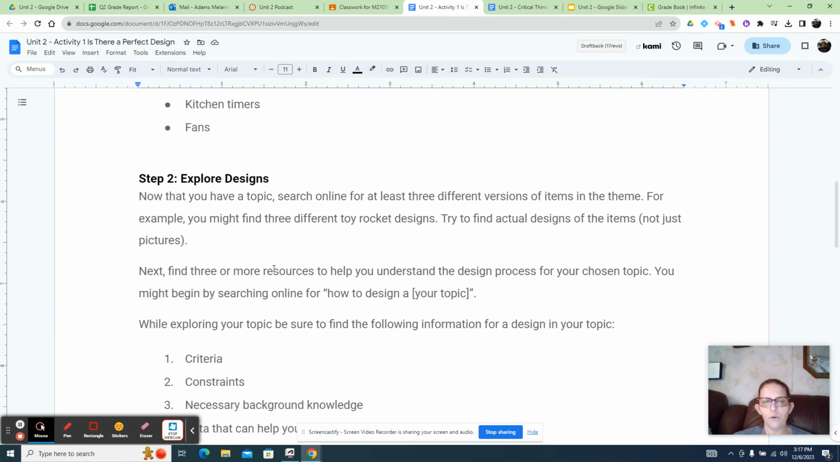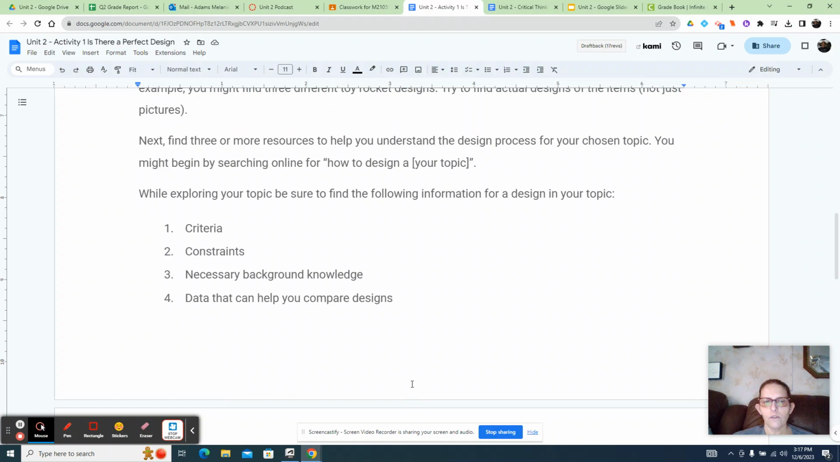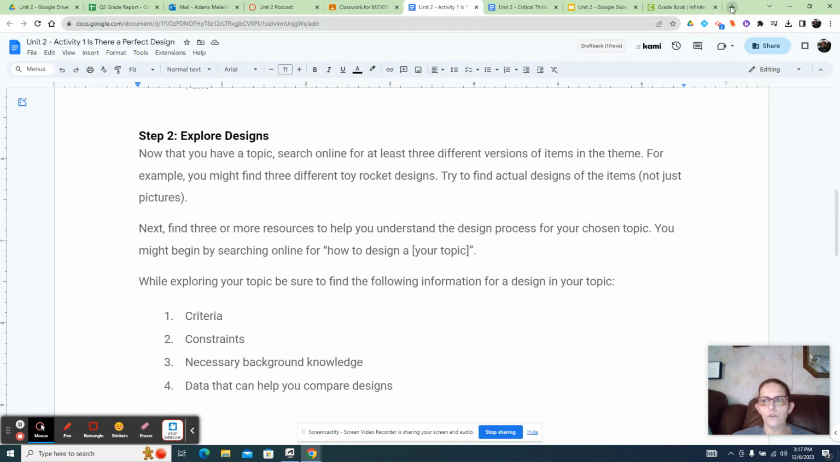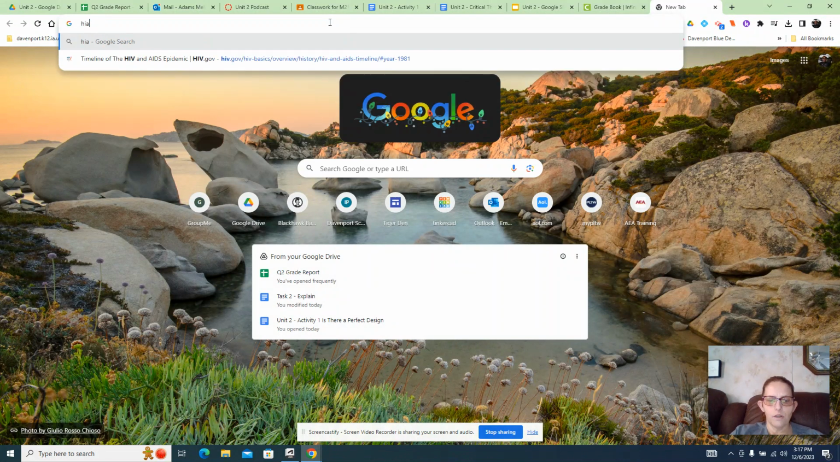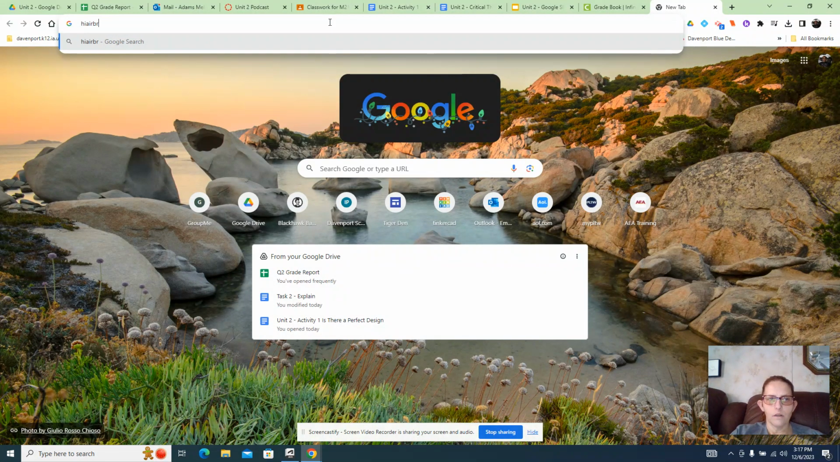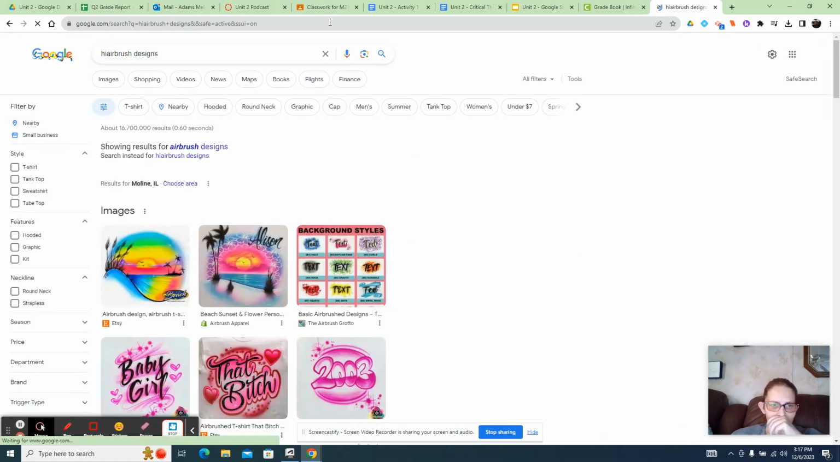And then while you're exploring, try to find their criteria and their constraints, and try to find their background information and their data that helps kind of compare the different design ideas. Okay. So say for example, I'll do hairbrush designs. See what we come up with.